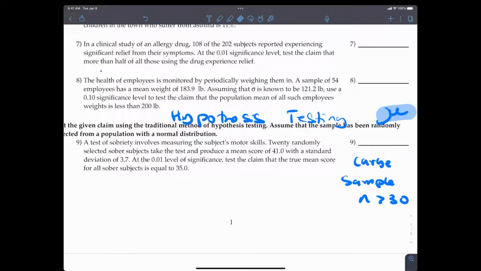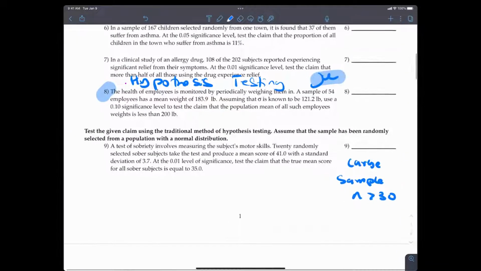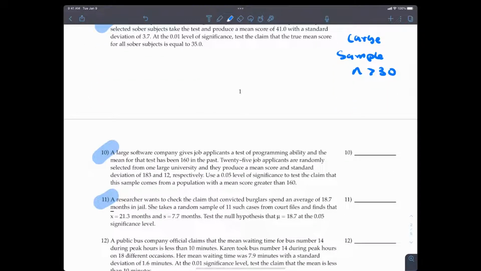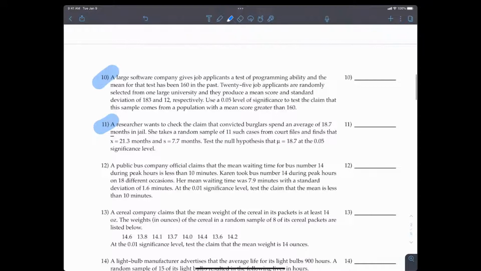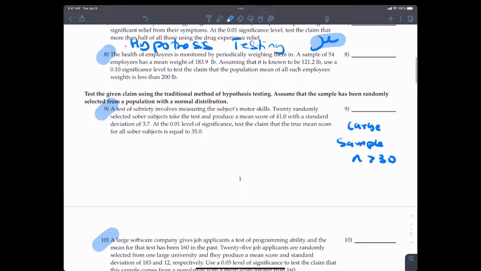Okay, so let's move this up here on the worksheet. So we've got hypothesis testing about a mean. That's number 8. That's actually number 9. It should also be hypothesis testing about a mean: 10, 11, and in fact 12. Okay, so we're going to try question number 8.